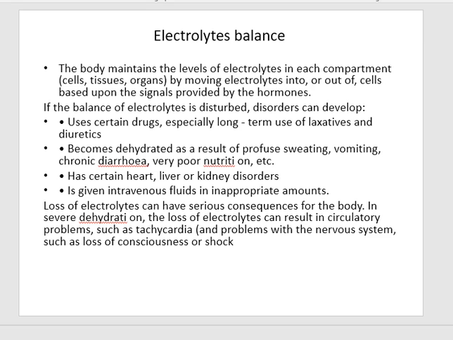If given intravenous fluid, it possibly causes an inappropriate amount of electrolyte. Loss of electrolytes can have serious consequences for the body. In severe dehydration, the loss of electrolytes can result in circulatory problems such as tachycardia and problems with the nervous system such as loss of consciousness or shock.